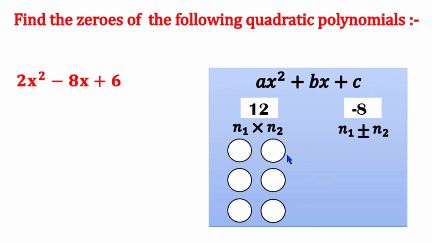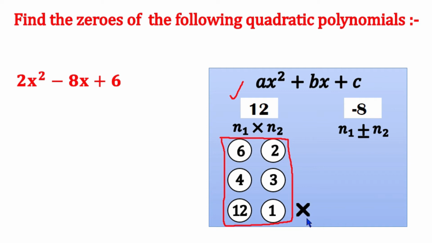Factors of 12 are 6 and 2, 4 and 3, and 12 and 1. These are the three sets of factors which satisfy the first condition. According to the second condition, on adding or subtracting them, we want −8. 12 plus 1 is 13, 12 minus 1 is 11. This will not work. 4 plus 3 is 7, 4 minus 3 is 1. This will also not work. 6 plus 2 is 8. Yes, this will work. So the desired numbers are −6 and −2.